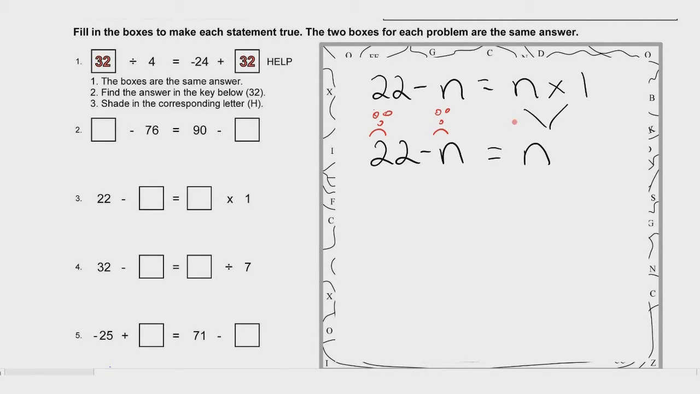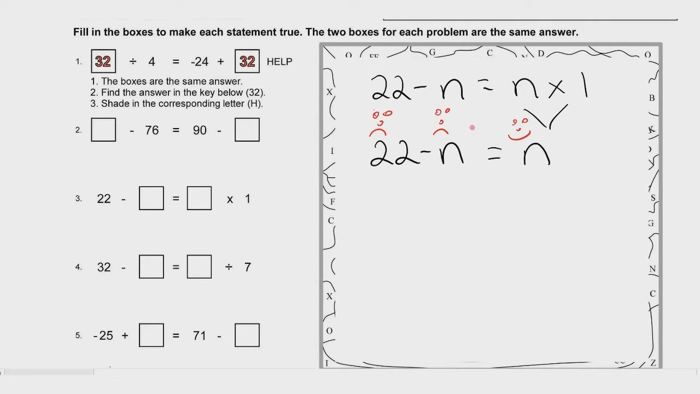But what we need to know is that this n over here is happy because he's all by himself. And if you think about it, if you move the 22 over here, well, now this n right here won't be happy. So you can't be moving the number. We probably have to move the variable.